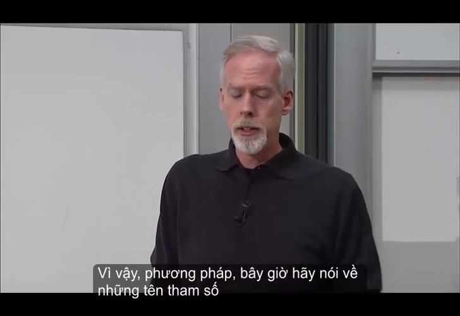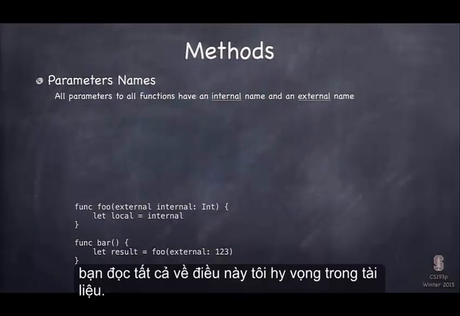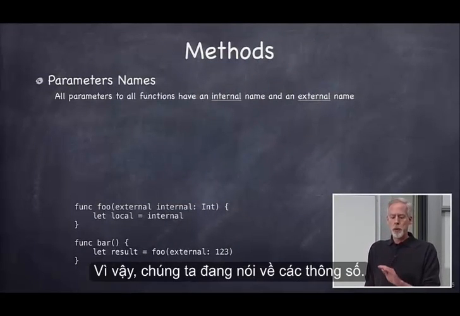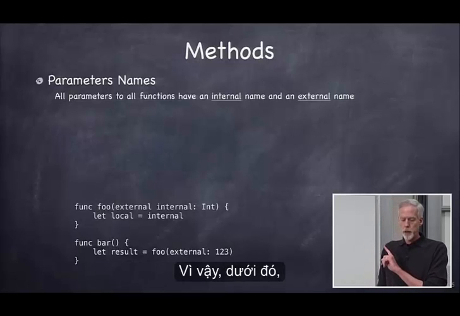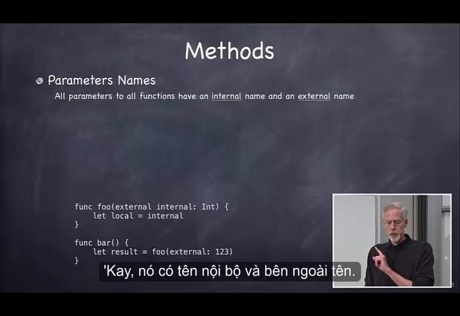So methods. Now let's talk about the parameter names of methods. This is going to be the crash course. You read all about this, I hope, in the documentation. But all parameters to functions have an internal name and an external name. So we're talking about the parameters, okay? Down there, foo, the parameter to foo there, it has an internal name and an external name.